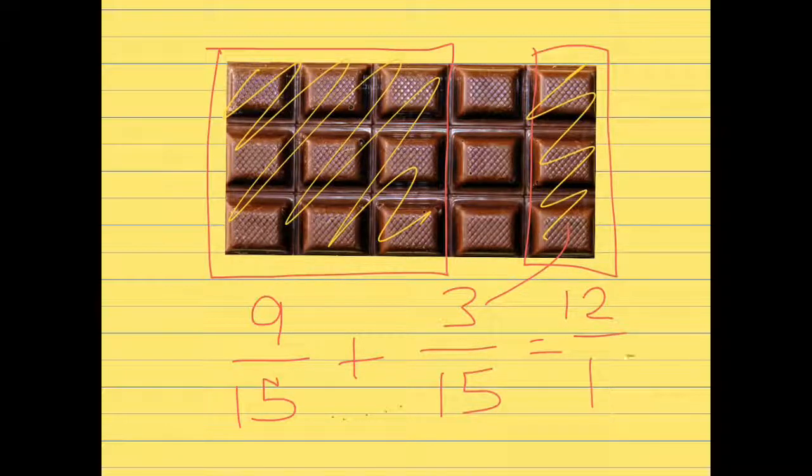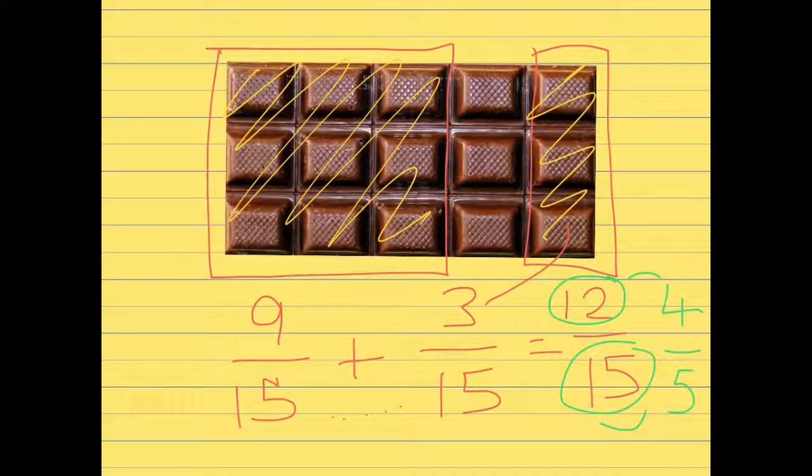Now you might get a question that talks about simplifying this. So I don't know if you can see, but something will divide into that and also divide into that. And the answer is 3. Yeah, 3 goes into both. So 12 divided by 3 is 4. 15 divided by 3 is 5.